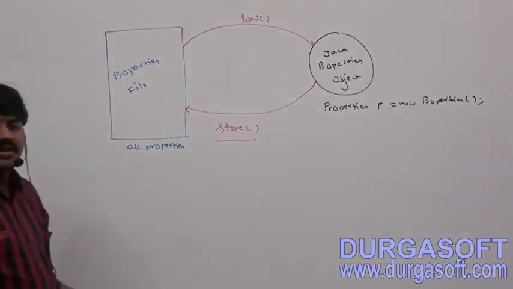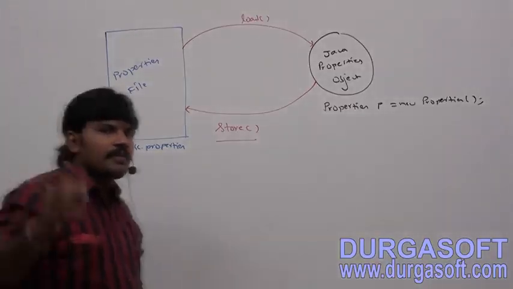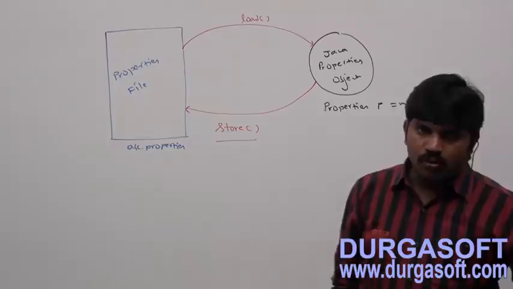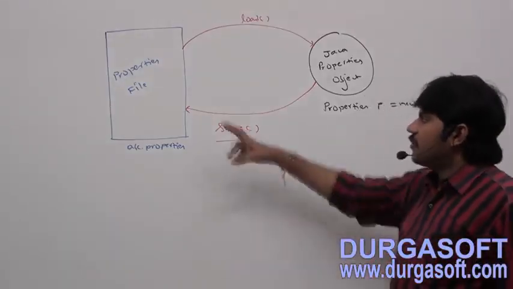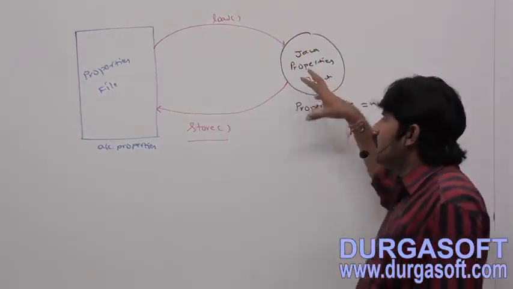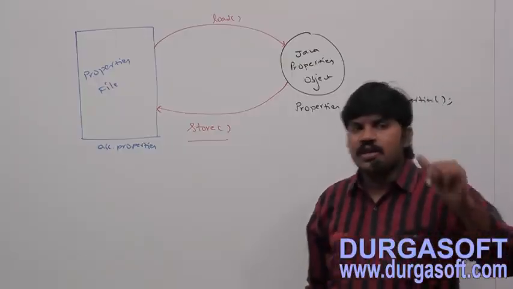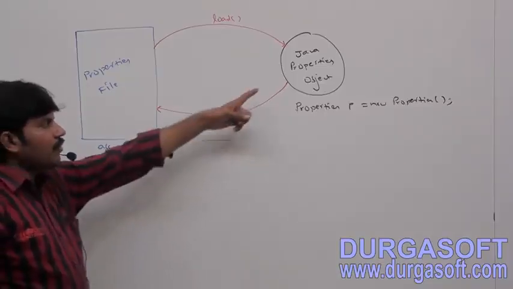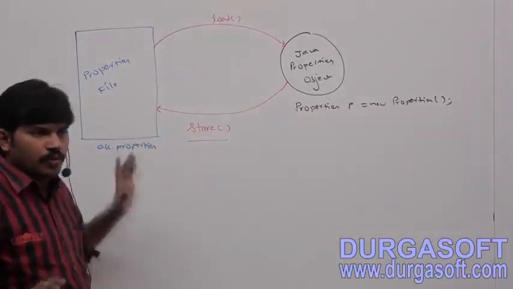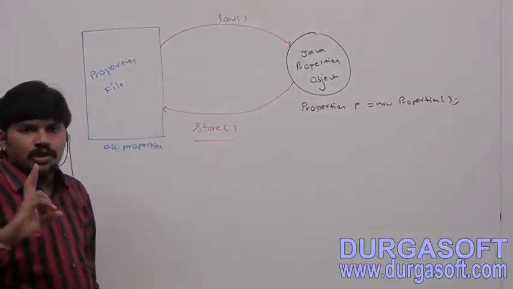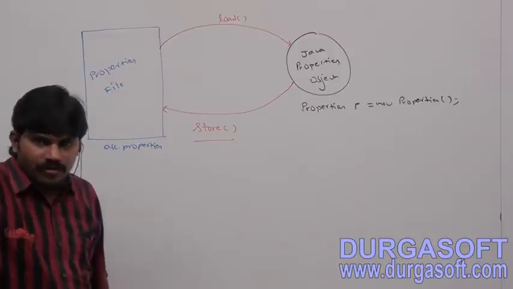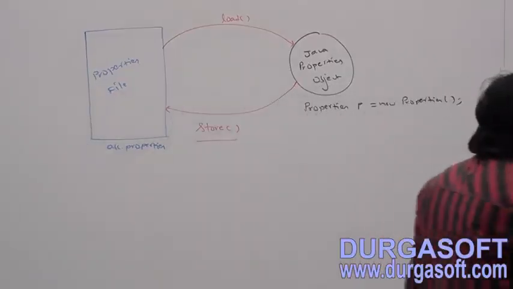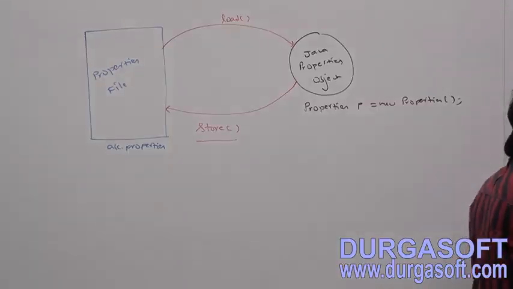Total two methods. What is the purpose of the load method? To load properties coming from the properties file into the Java properties object. What is the purpose of the store method? To store properties from the properties object into the properties file. Only two methods; you should be aware of these.